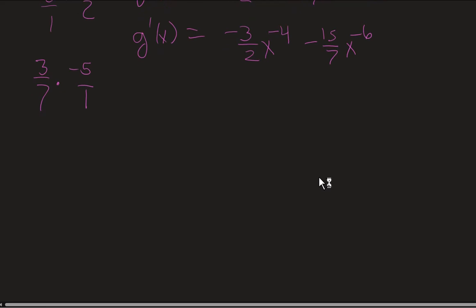Okay, so let's try this one. So f of x... Okay, so you try this one. F of x equals 7x to the 3rd plus 9 over 6x. Okay, so you try that one.